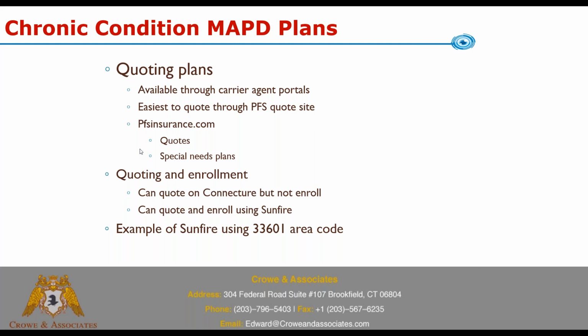You can also quote these plans on Connecture and Sunfire. However, on Connecture, they'll show up, but you can't enroll people in chronic conditions plans through Connecture. On Sunfire, you can. So when it comes to dual plans and chronic condition plans, Sunfire is usually the best option to use when quoting those. And I'm right on time today, so what I'm going to do is give you an example of taking a look at the plans on Sunfire. And I'll just take a minute just to show it to you.